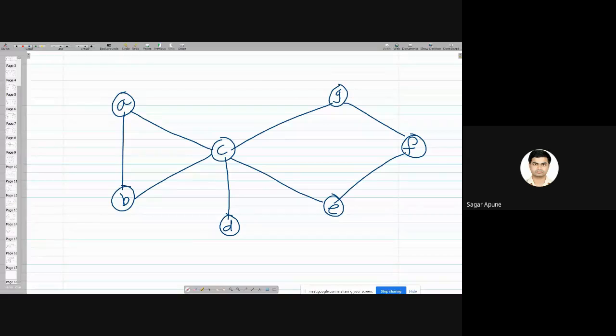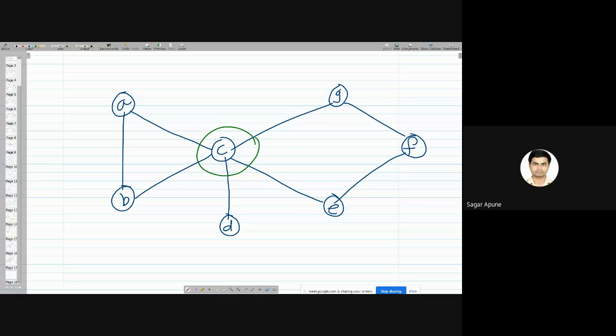Look, remove A: B, C, D, E, G are connected. If I remove B, A, C, D, G, E, F are connected. If I remove E, all nodes are connected. If I remove G, all nodes are connected. So there is only a single articulation point in my graph, that is C. Right. Those who said no, the answer is correct.